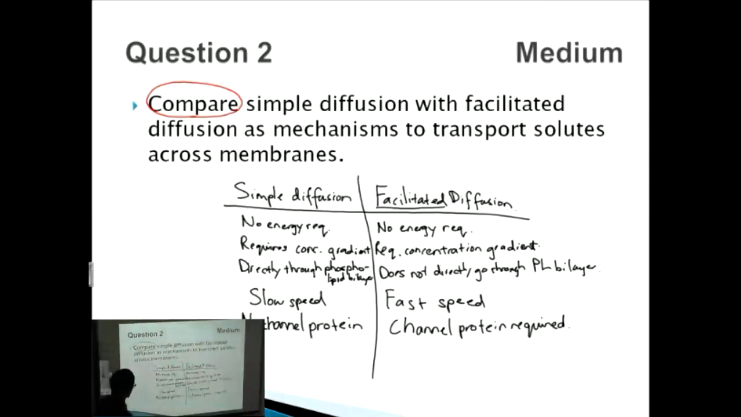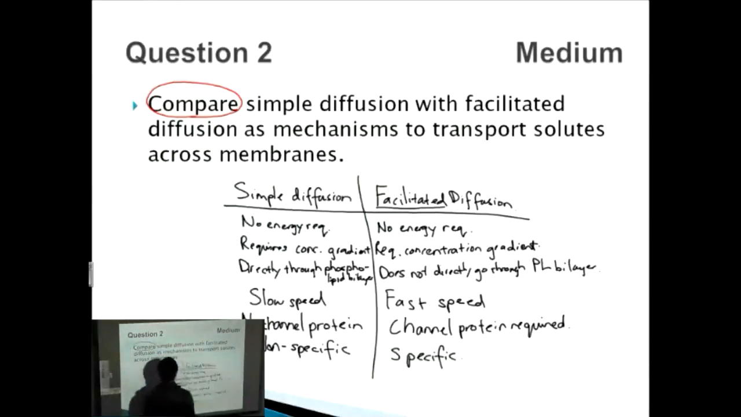So let's think about the specificity. For simple diffusion, anything can kind of go through, as long as it's small and it can pass through the phospholipid bilayer. So it's relatively non-specific. Whereas with facilitated diffusion, if you have a channel protein, and that channel protein is a certain size or a certain charge, only certain molecules can pass through. If it's a sodium channel, for example, only sodium will pass through it. Potassium or glucose won't pass through it. So it is very specific.